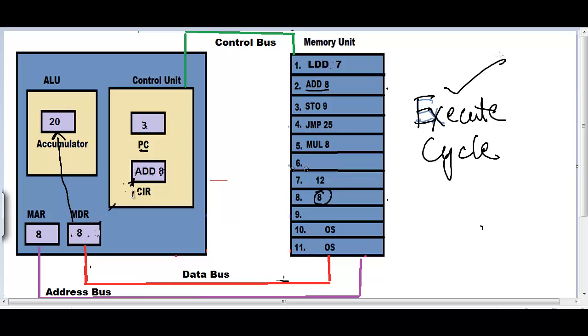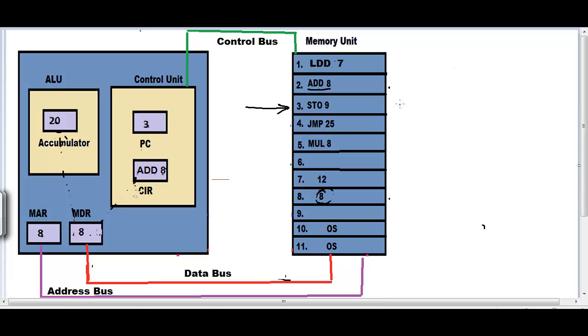Now the next instruction has to be fetched into the CPU. Its address is found in the program counter. The program counter is telling us that the next instruction is lying at location number 3 in the main memory. So now the fetch cycle for this instruction gets started, right?